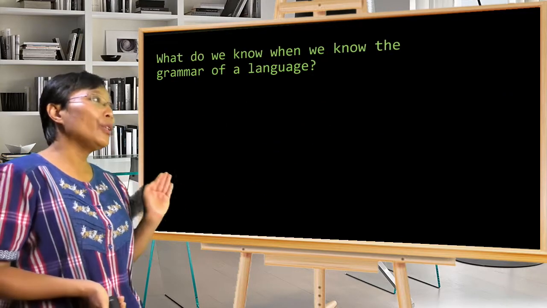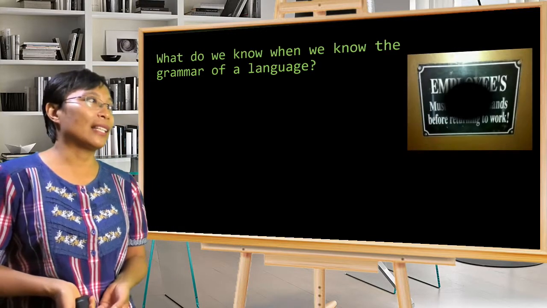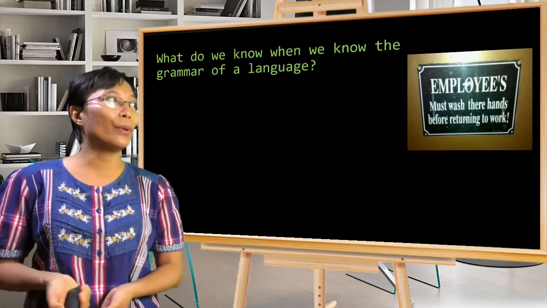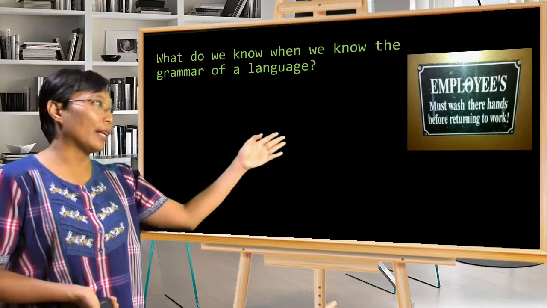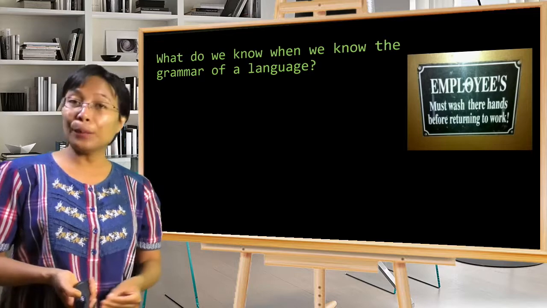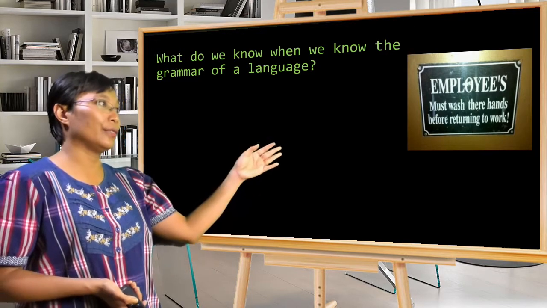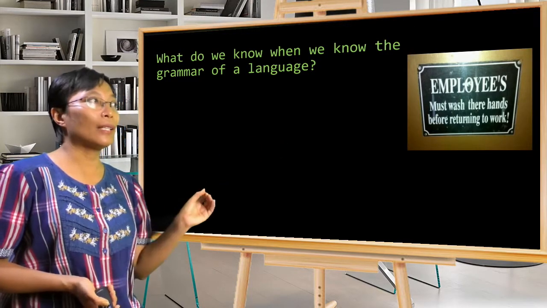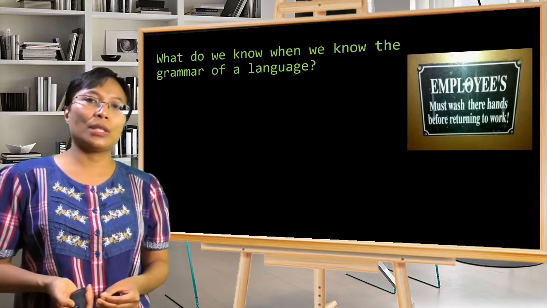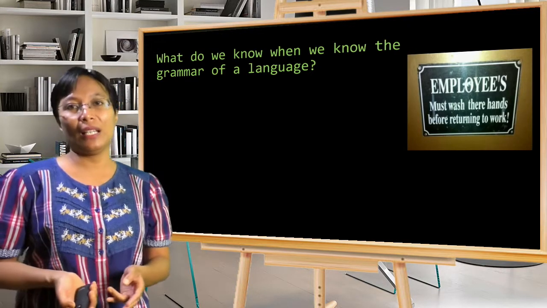Now, what do we know when we know the grammar of our language? Take a look at this. Here we have "employees must wash there hand's before returning to work." What can you say about this picture? Yeah, some of the elements there or some of the constructions are not okay. The first one is the use of the apostrophe, and the second one is "there hands." We should use the possessive adjective. So the spelling will be THEIR.